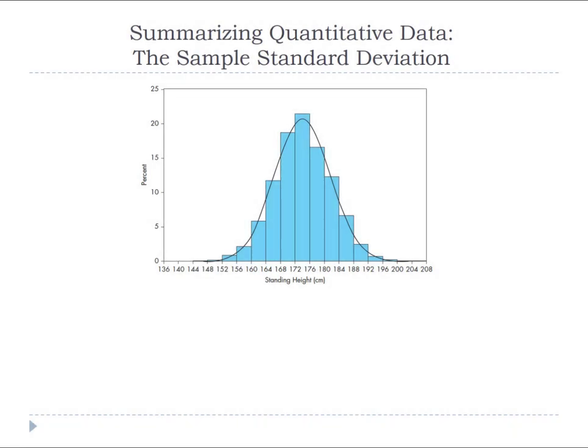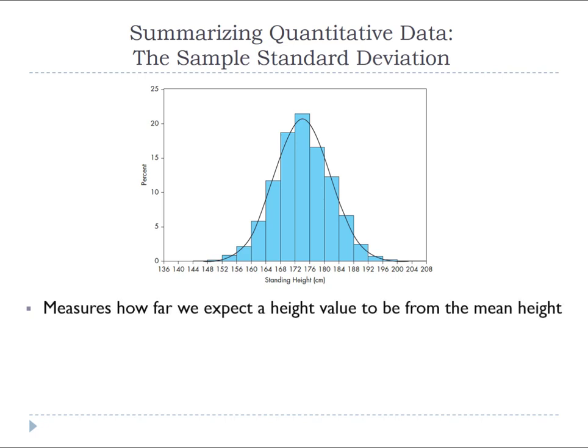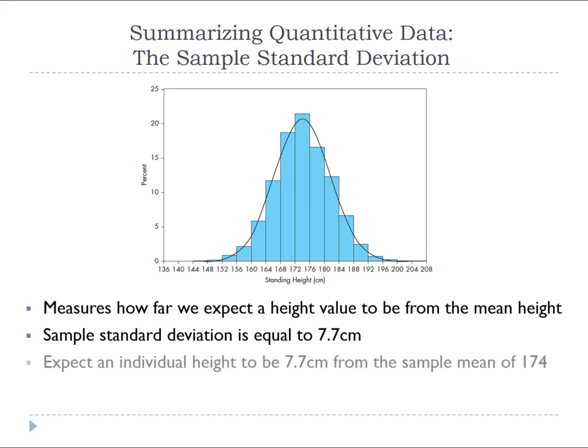The statistic used to measure the spread of individual measurements around the sample mean is known as the sample standard deviation. The sample standard deviation measures how far, on average, we would expect an individual measurement value to be from the sample mean. For the NHANES men's heights data, the sample standard deviation was calculated to be 7.7 centimeters. What this means is that if we were to select a man at random from the US population, we would expect their height to be approximately 7.7 centimeters from the mean of 174 centimeters.